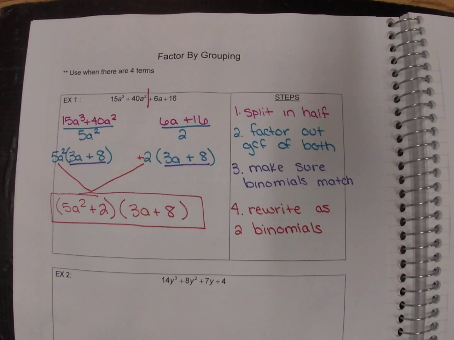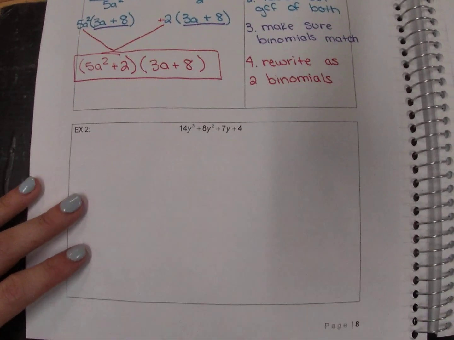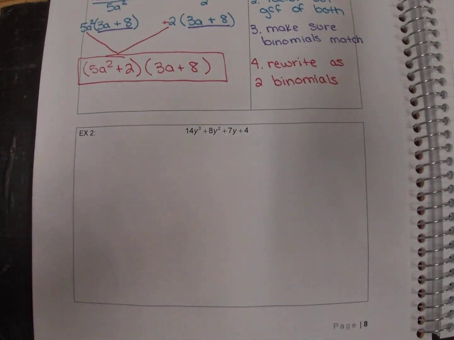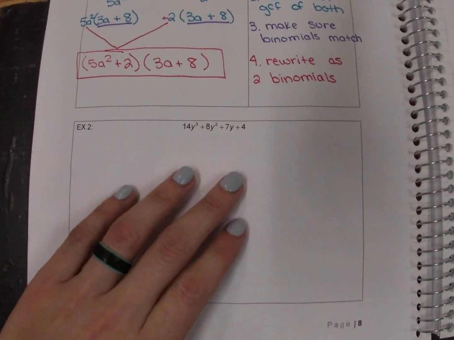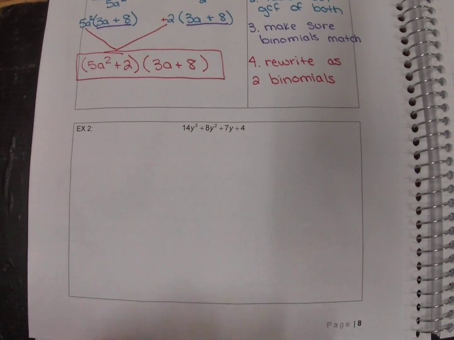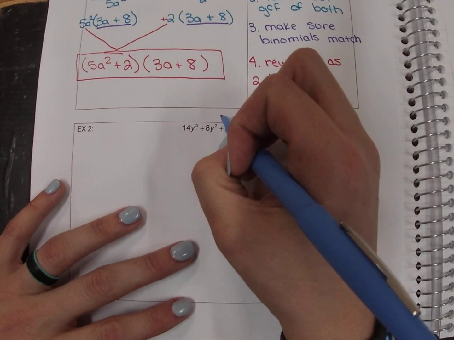Now, we don't always need to write all of those steps in between, so when we go through this process, it's a little bit more straightforward as we go from problem to problem, as long as you can factor out a GCF. So if we look at this next example, the first thing that we're going to do is we're going to split this in half.